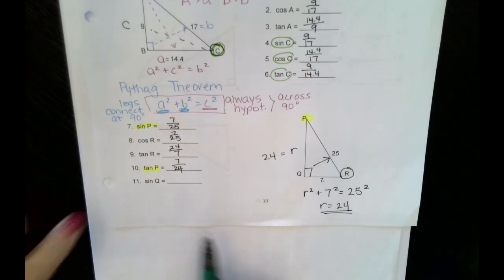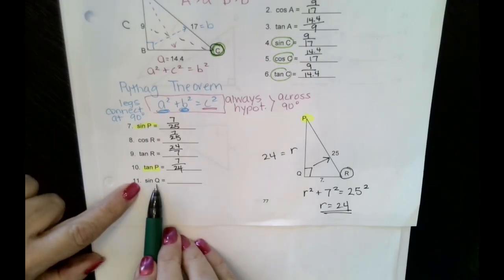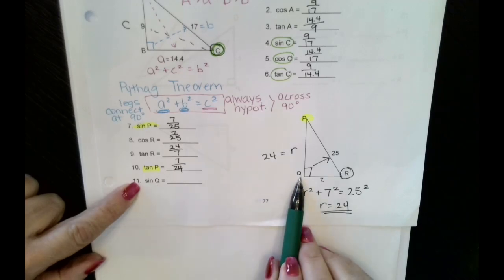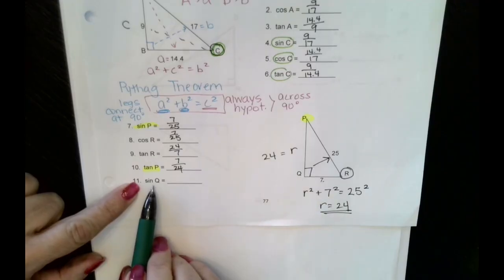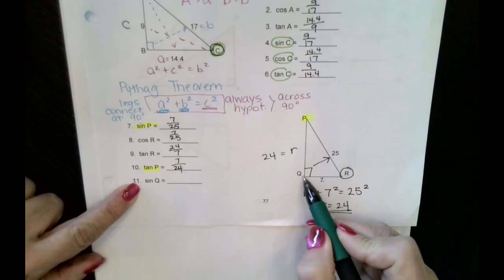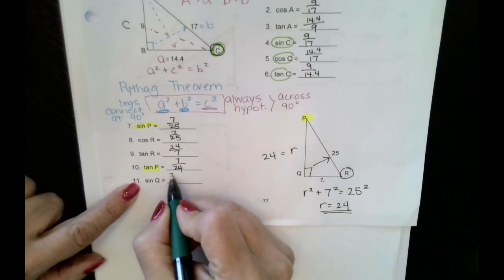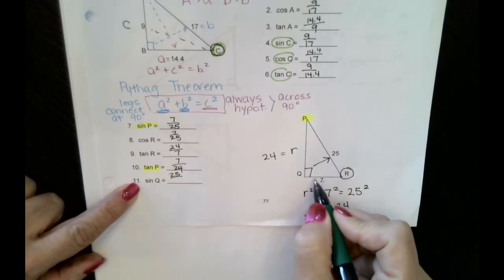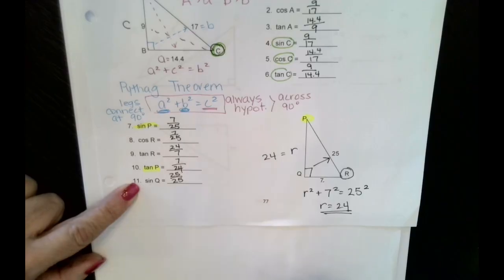Now let's talk about this angle. This is sine of Q. Q is my right angle. Let's think about this for a second. If I want sine, my sine value is going to be opposite, which is 25, over my hypotenuse, which is also 25. So this value here is 1.